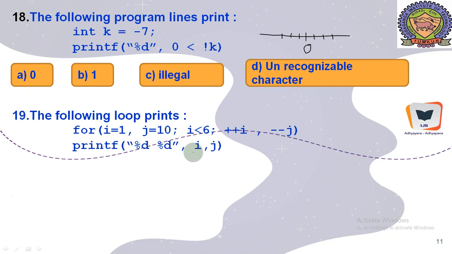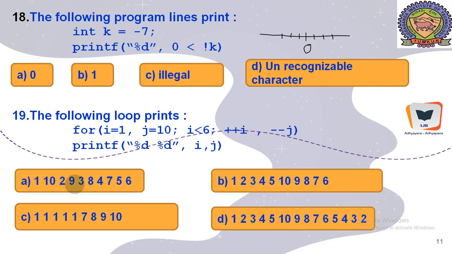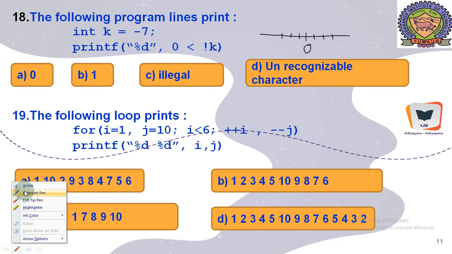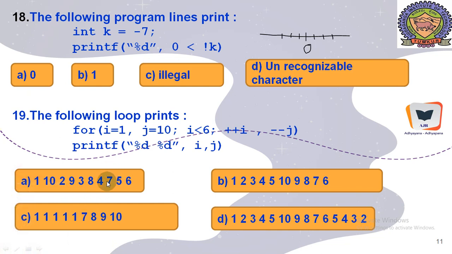Okay. Therefore, in the place of I, it is 1, and j is 10. Then 2, 9. 3, 8. Like that. 4, 7. 5, 6. So I has stopped at 5, but j has continued up to 6. Therefore, that is the answer.